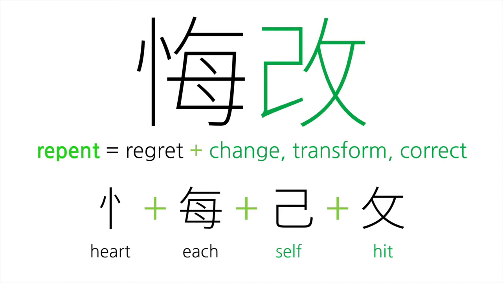They are represented at the bottom of the screen in color coding that matches the text and the fonts and the script at the top of the screen. So let's look at the word on the left, which means regret. It's divided into two different components. On the left, we have an element that means the heart. It could be the physical heart, or it could be the intangible heart where we process our thoughts and emotions. The portion on the right represents the word for each.